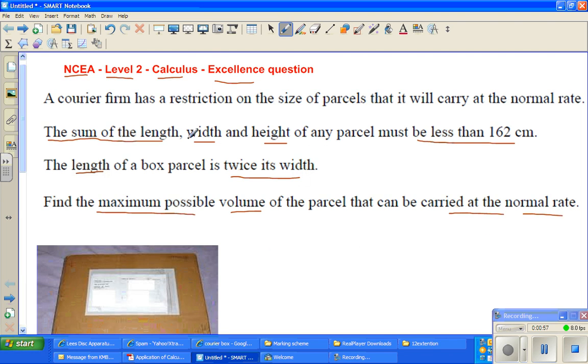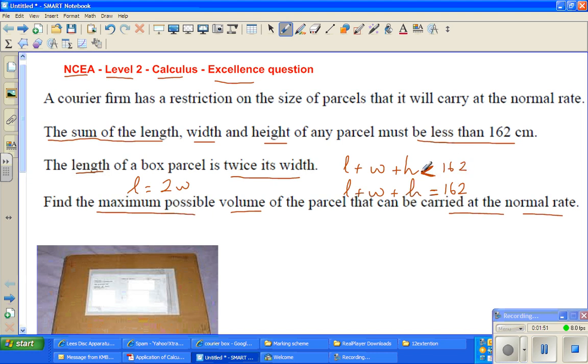So we have basically two pieces of information. Length plus width plus height should be less than 162. The next information is that L has to be 2W, and the word maximum is very important. If it is less than 162, let it be equal to 162, because the maximum that it can go is up to 161.999. If it is 161.9999, any number of nines, that's allowed. So mathematically that is almost 162.